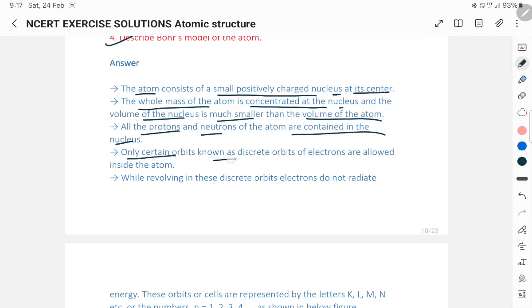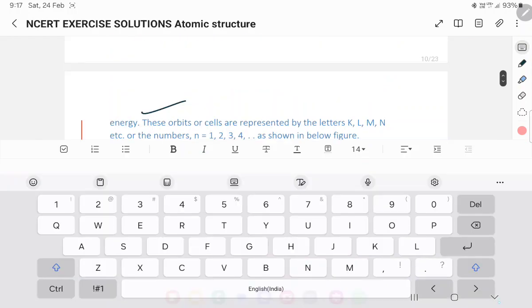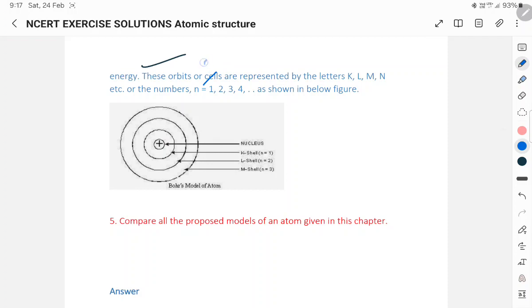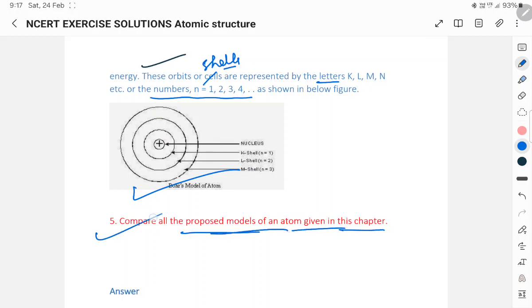Only certain orbits, known as discrete orbits of electrons, are allowed inside the atom. While revolving in these discrete orbits, electrons do not radiate energy, right? These orbits, or shells, are represented by the letters K, L, M, N, etc. and by the numbers 1, 2, 3, 4 and so on, as shown in this figure. Compare all the proposed models of the atom given in this chapter, right?